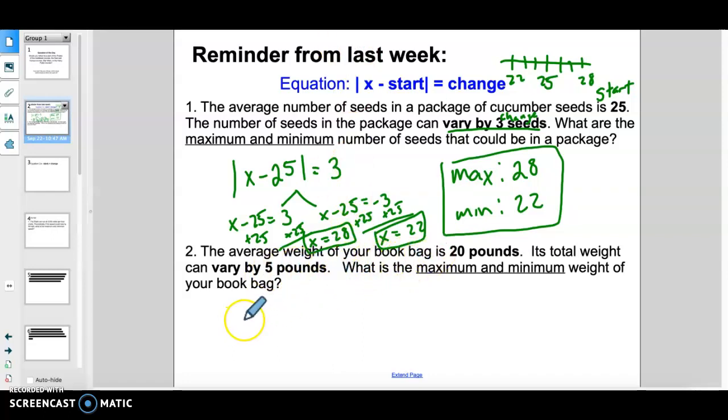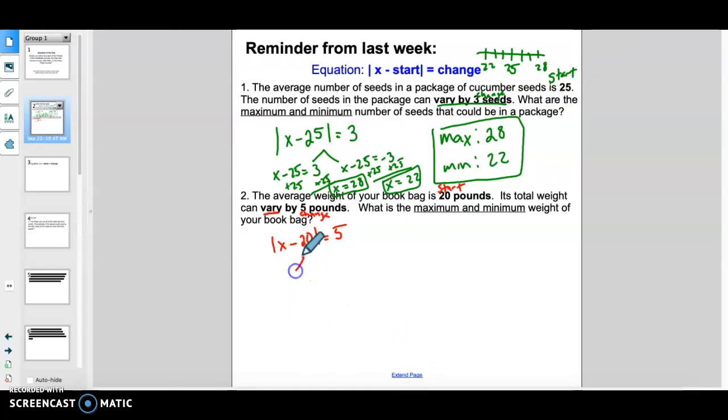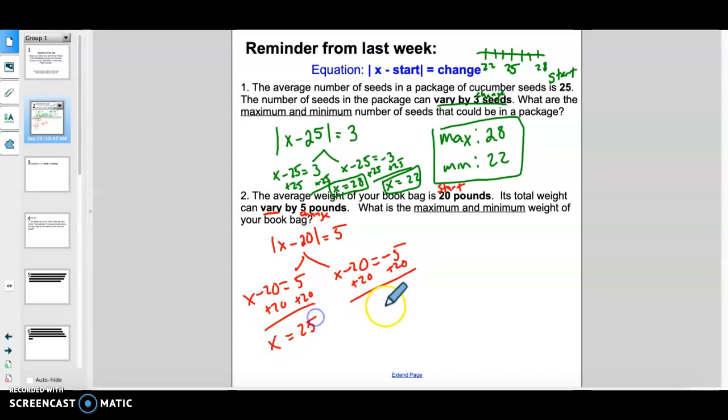So the average weight of your book bag is 20 pounds. So that's our start number. Its total weight can vary, so vary is like the change, by 5 pounds. So when we set it up, it'll look like x minus the start, so x minus 20 equals 5. So we can split it up, set x minus 20 equal to positive 5, and x minus 20 equal to negative 5. Add 20 on both sides. So here we have x equals 25 and x equals 15.